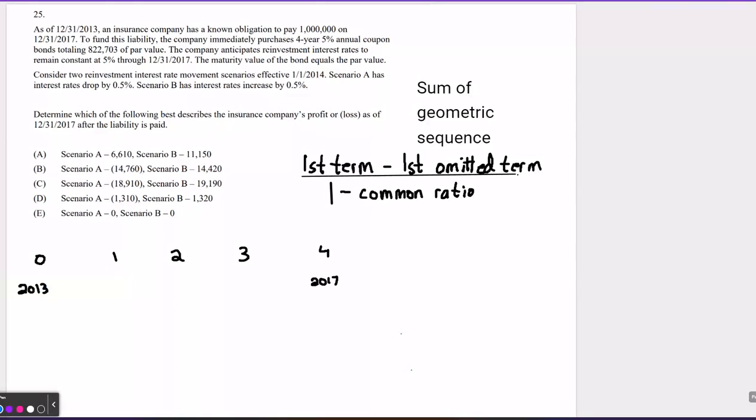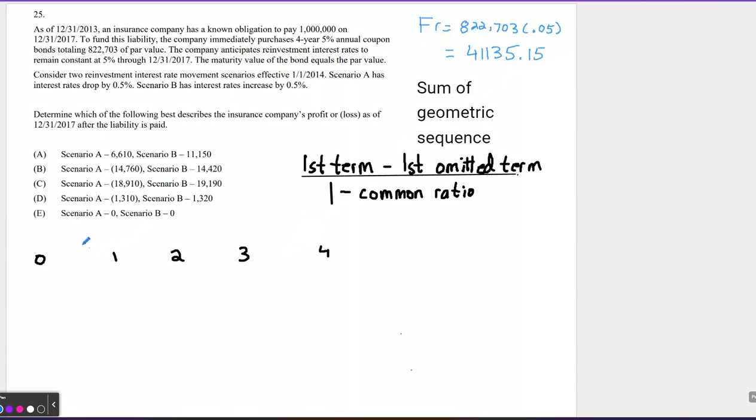It makes it a lot easier to work with. So just so you know, that's how I set up my timeline. Okay, and what is each coupon payment? So that's going to equal F times r. The face value is 822,703, and the coupon rate is 5% at first, before we do the reinvestment. So we do that, and we should get 41,135.15.